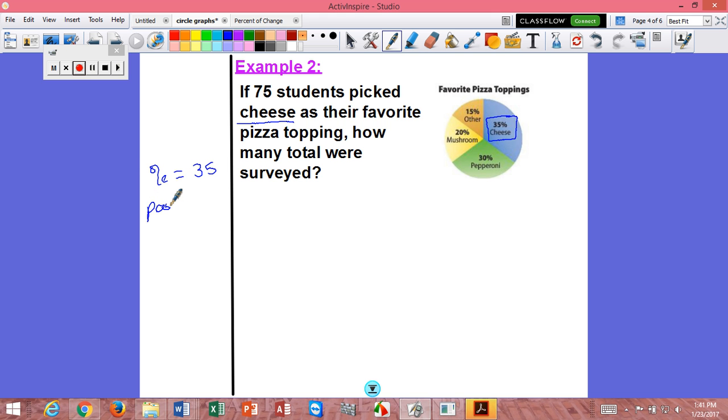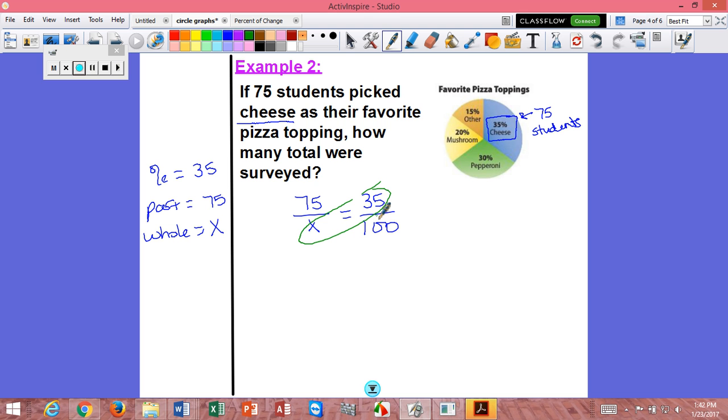And now we want to identify the part and the whole. Well, it says 75 students picked cheese. So that means that this section represents 75 students. Now we can literally see that this is only part of the graph, so 75 has to be the part. And it does ask how many total were surveyed, so we know that the whole is missing. So now I'm going to set up the proportion. And we're going to cross multiply. So I would have 35x.